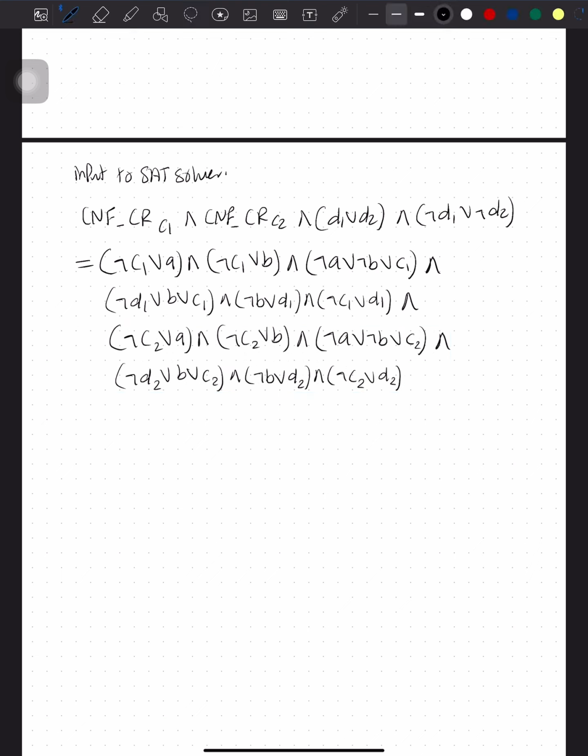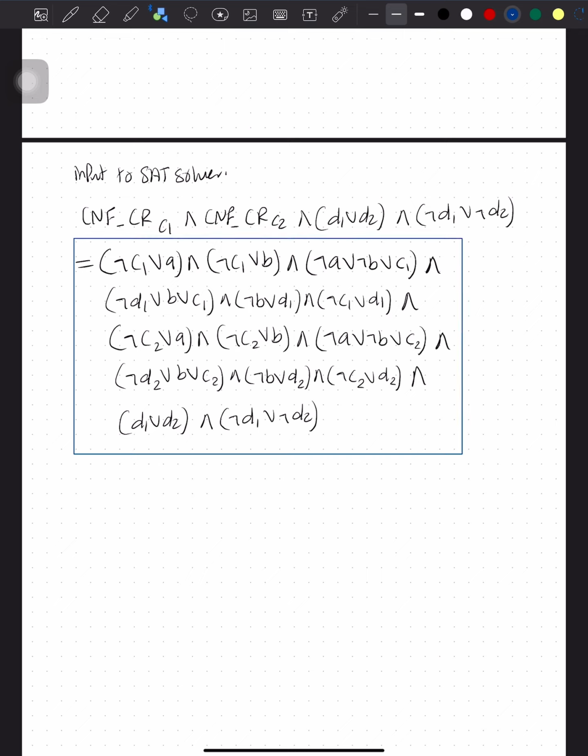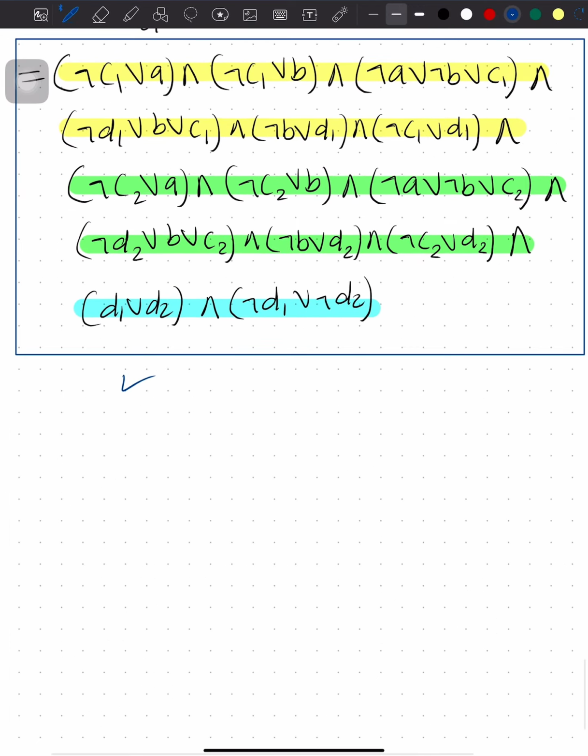And we also need to add this validity check at the end. So now we have an expression that is entirely in CNF form. It includes C1, it includes C2, circuit 1 and circuit 2, and it includes us telling the SAT solver that we're looking for any instance where these two outputs are not the same. Once you have this, you are ready to go pick a SAT solver.